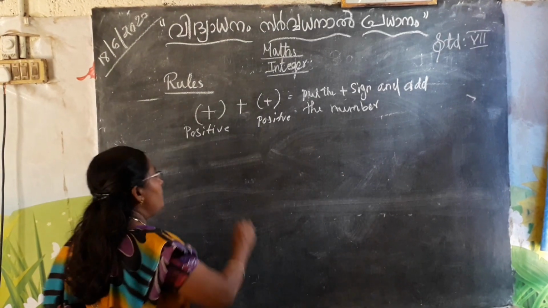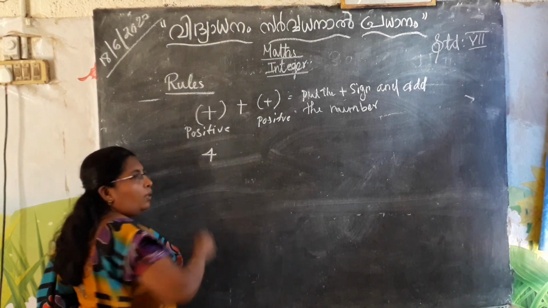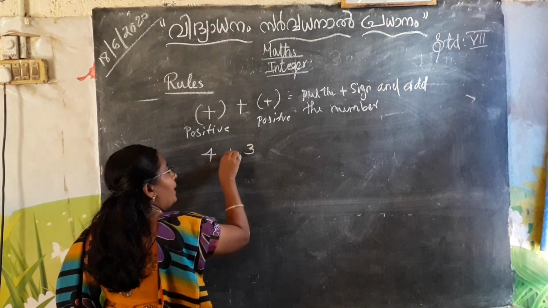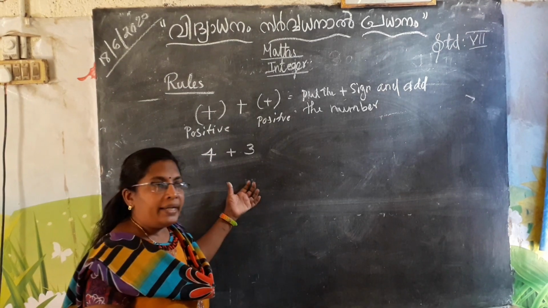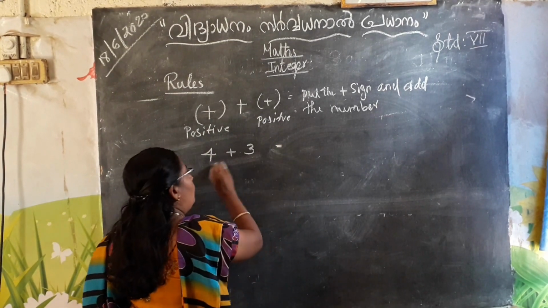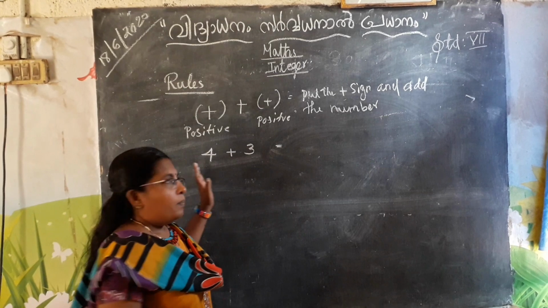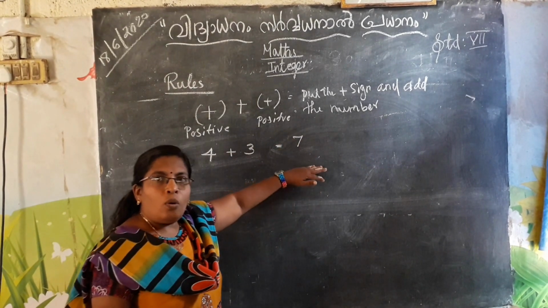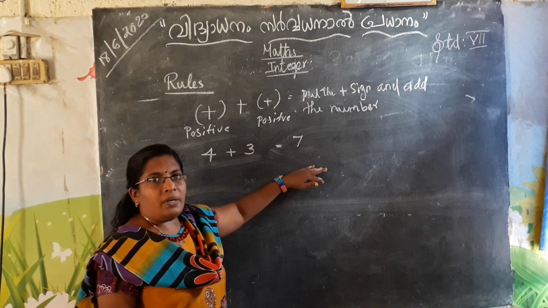For example, 4 is one positive number. 3 is another positive number. We are going to add it. What will we get? 4 plus 3. 7. This is also a positive number.